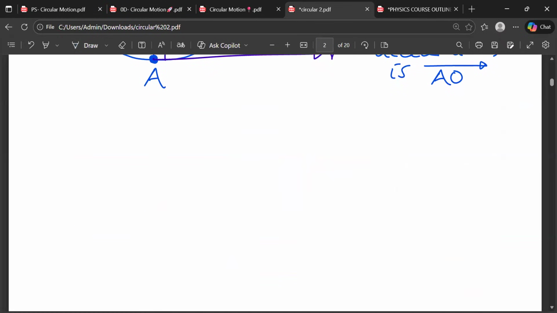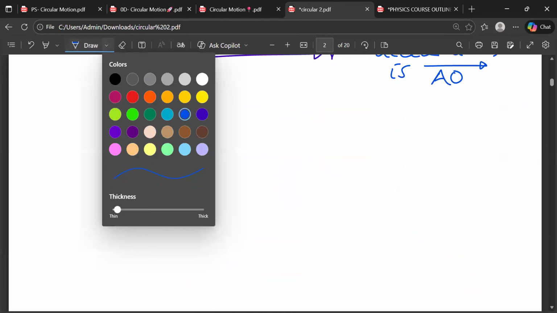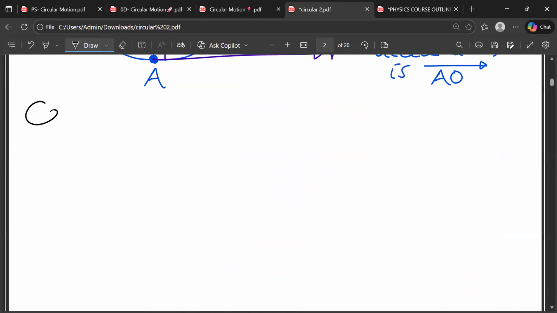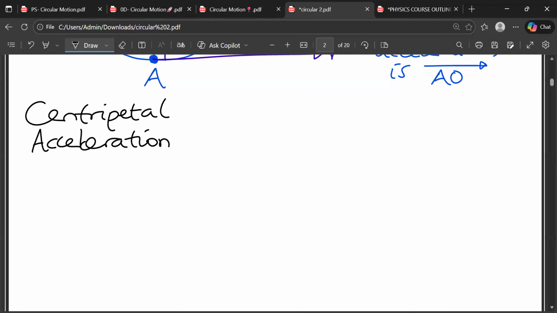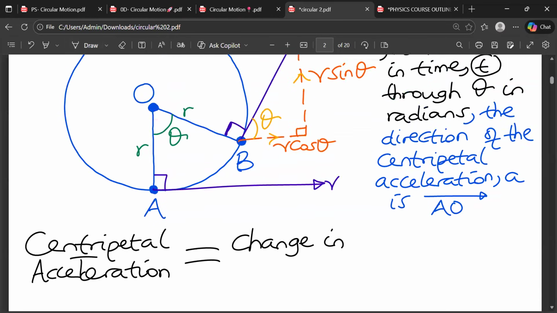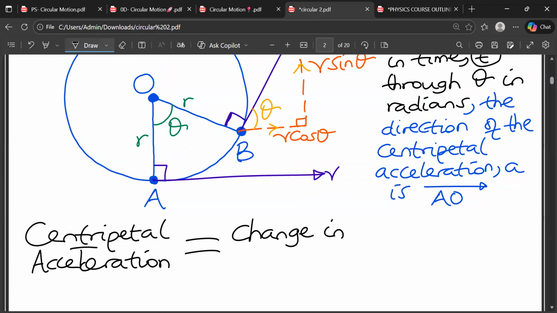Now, very fast, what can be our beginning formula? If at all you get this first formula, it is what takes us through the derivation. If you don't get it, then you'll be gone. Centripetal acceleration is equal to the change in velocity. Remember, by centripetal we mean towards the center. And towards the center we have chosen AO. You get it?